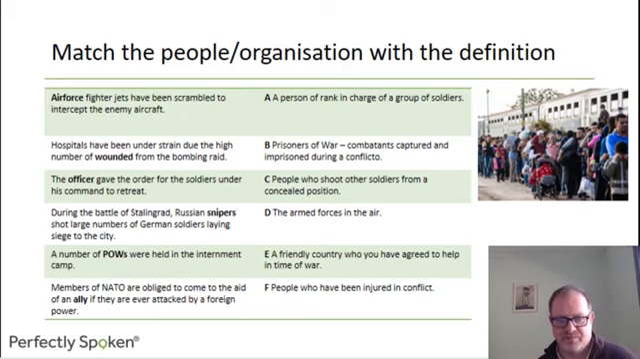Scrambled means when they call on the planes to take off and, for example, in this case, intercept the enemy aircraft. So a scramble is when all the pilots rush to the aircraft and they take off. So Air Force is: A, a person of rank in charge of a group of soldiers. B, prisoners of war. C, people who shoot other soldiers from a concealed position. D, a friendly country you've agreed to help in time of war. E, people who have been injured in conflict. And the answer is, of course, D, the armed forces of the air.